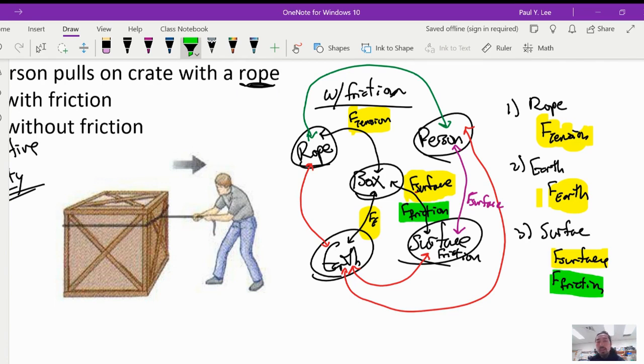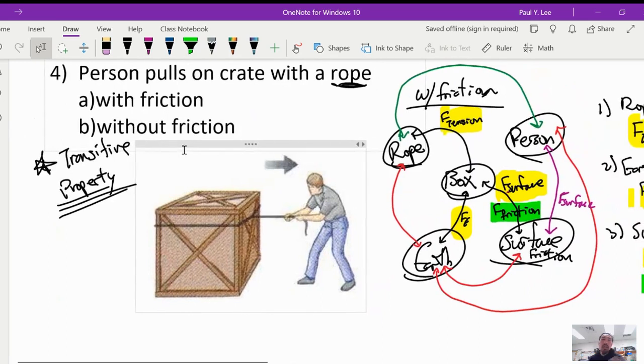All right, so in the second scenario, it says, well, what if there wasn't any friction? So if there wasn't any friction, you would include just the tension force, the earth force, and the surface force. All right, so that's the interaction diagrams. And in the next video, I'll go over what we can do with these interaction diagrams. Okay, so this is the next step after you complete your interaction diagrams.